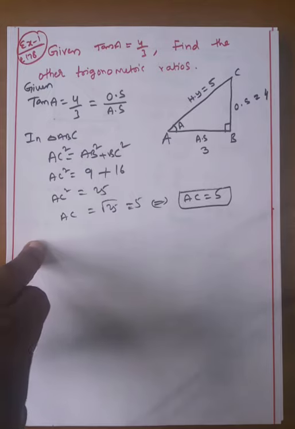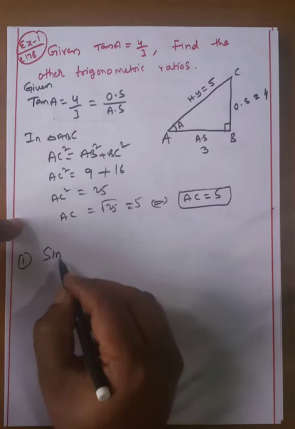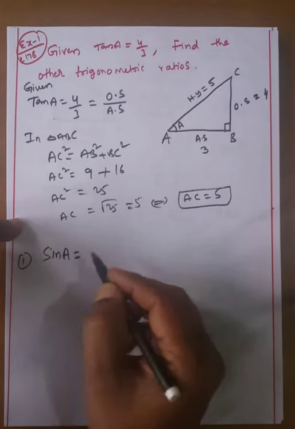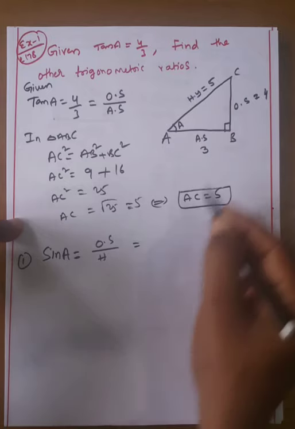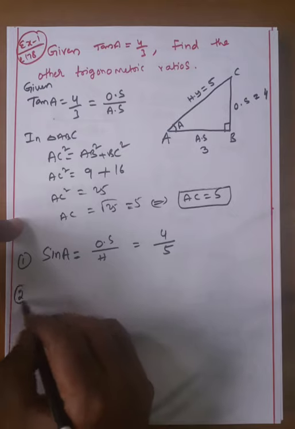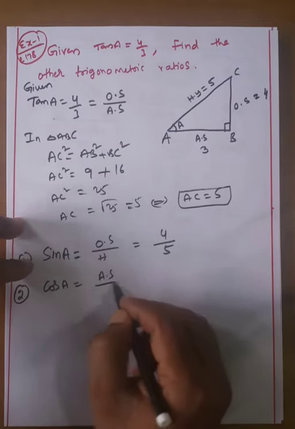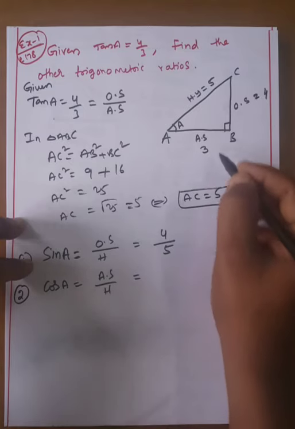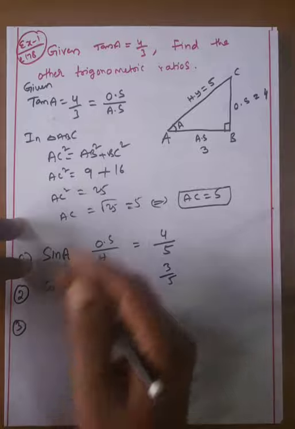Other trigonometric ratios, come, sine first. First one is sine A. What is the definition of sine A? Opposite side by hypotenuse. What is the opposite side? 4 by 5. Number 2, cos A. What is the definition of cos A? Adjacent side by hypotenuse. What is the adjacent side? 3 by 5.